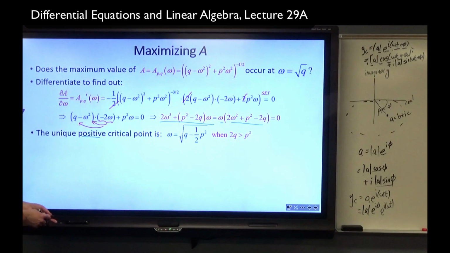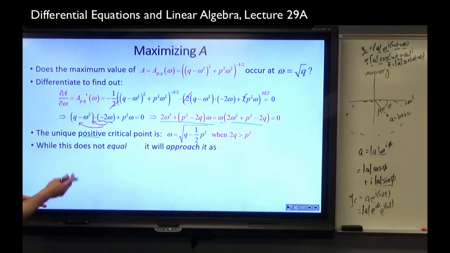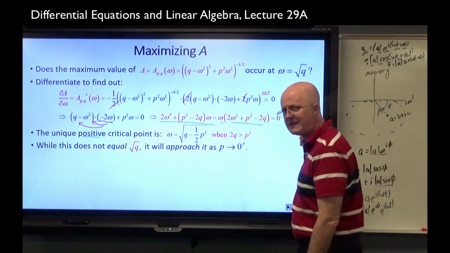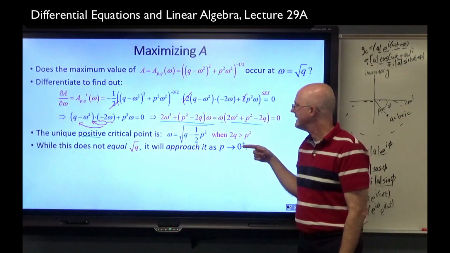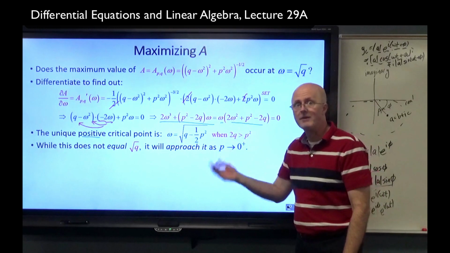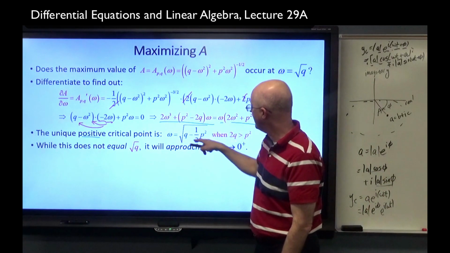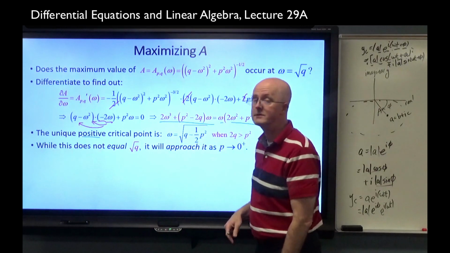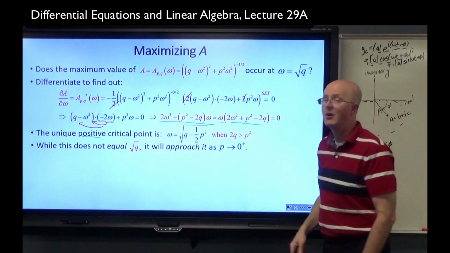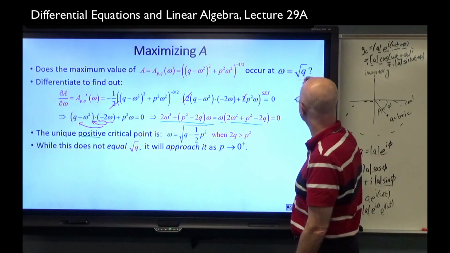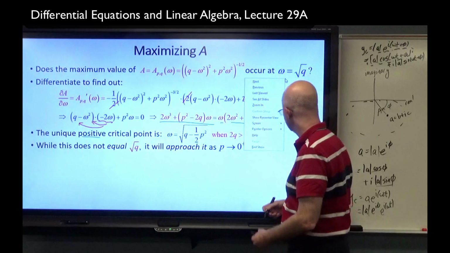Okay, is this useful? Let's think about it a little bit. While this does not equal square root of q, it will approach it as p goes to 0 from the right. The plus sign there means from the right. So p is approaching 0 from the right. It's first 1, then 0.1, then 0.01, then 0.001, etc. As p goes to 0, that part goes to 0. This whole thing approaches square root of q. So while it doesn't occur at omega equals square root of q, it does approach it. Now you might be wondering, why is omega equals the square root of q important?